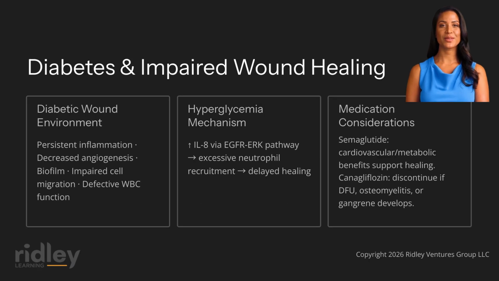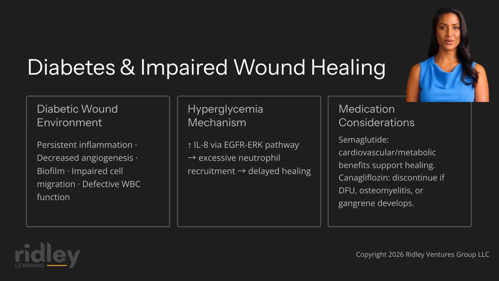Let's turn now to diabetes mellitus and impaired wound healing. Diabetes impairs wound healing through a complex interplay of hyperglycemia-mediated cellular dysfunction, neuropathy, nephropathy, peripheral vascular disease, and impaired immune defense. The diabetic wound environment is characterized by persistent unresolved inflammation, decreased angiogenesis, biofilm involvement, non-migratory endothelialization, and defective white cell function that perpetuates ulceration and promotes secondary infection.